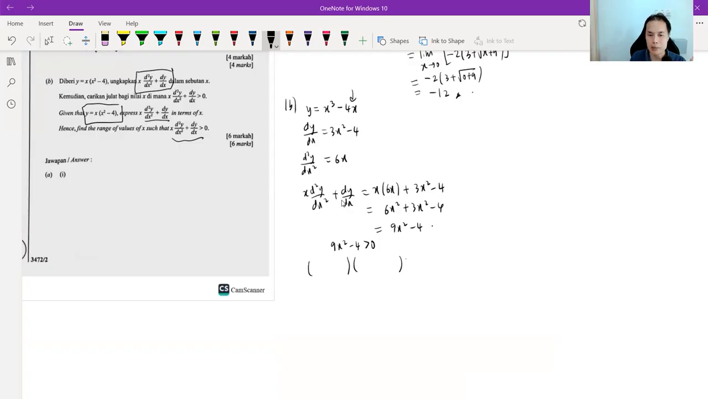Let us double bracket factorize it. This is (3x - 2)(3x + 2). All right, so we can sketch a graph. The roots are minus 2 over 3 and 2 over 3. More than 0 means it should be above here, right? I'm sure you know how to solve a quadratic inequality by now. So more than is the region above. So we say x is either less than minus 2 over 3 or x is more than 2 over 3. All right.